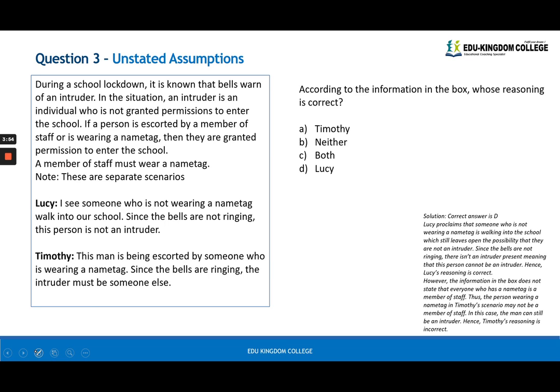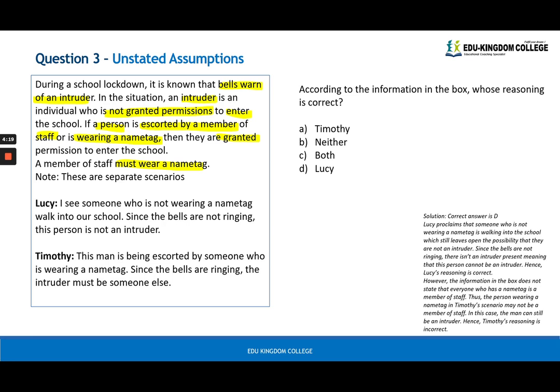Okay, number 3. Let's read through this paragraph. During a school lockdown, it is known that bells warn of an intruder. In this situation, an intruder is someone who is not granted permission to enter the school. If a person is escorted by a member of staff or is wearing a name tag, then they are granted permission. A member of staff must wear a name tag.